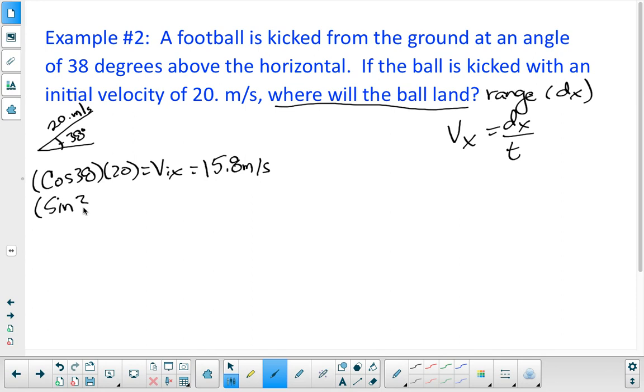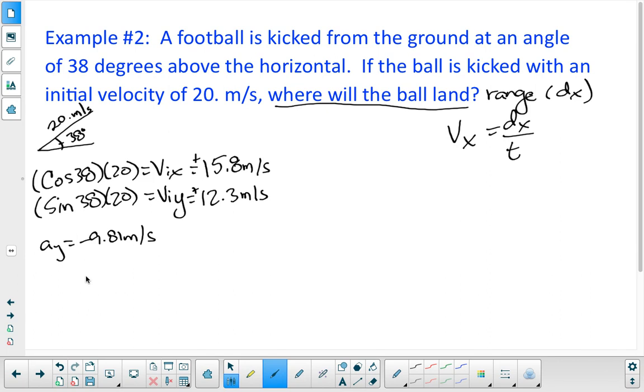That means that sine of 38, sine is going to be the opposite side. So that's going to be our vertical component, Viy, and that is the sine of 38 times 20, equals 12.3 meters per second. Both of these are positive because I'm kicking it up and I'm kicking it downfield. I also know acceleration is negative 9.81 meters per second squared. I don't know what time is yet, but I can figure some of that out.